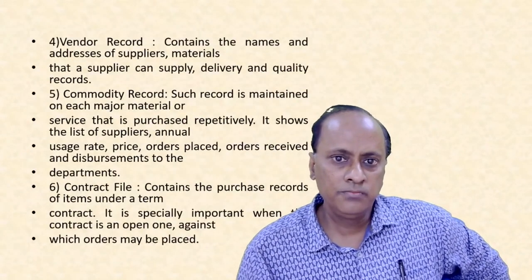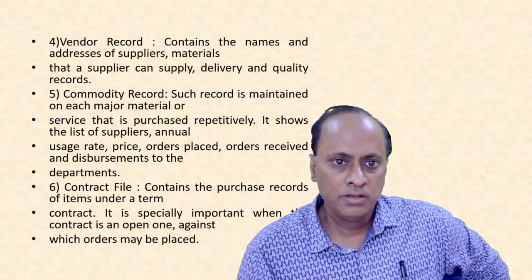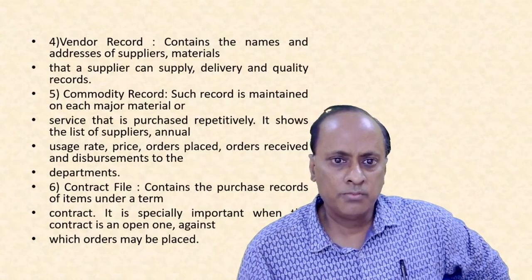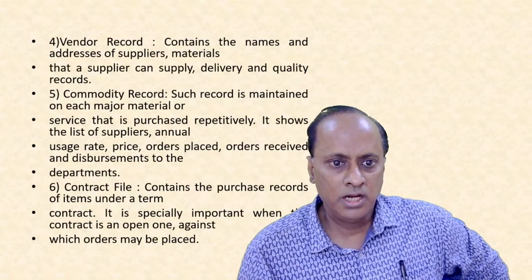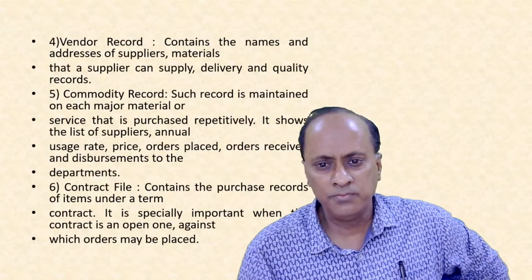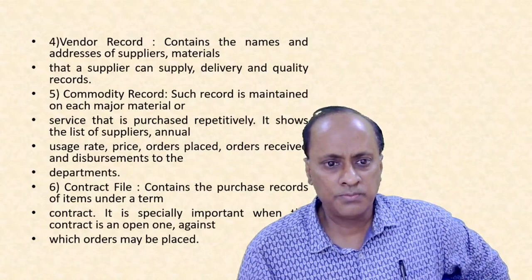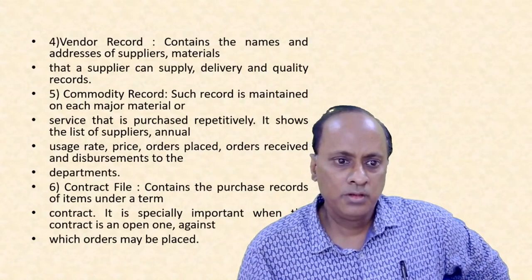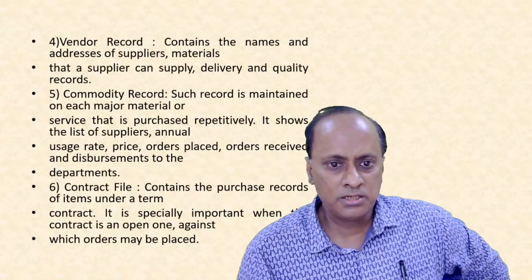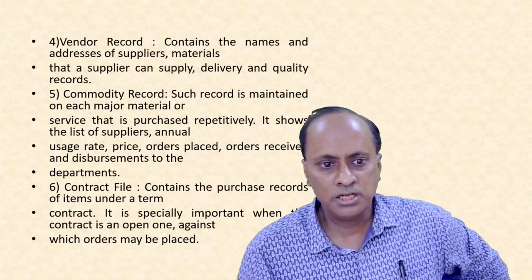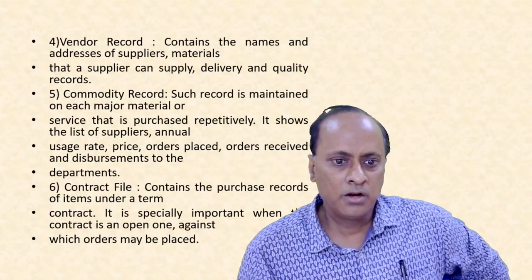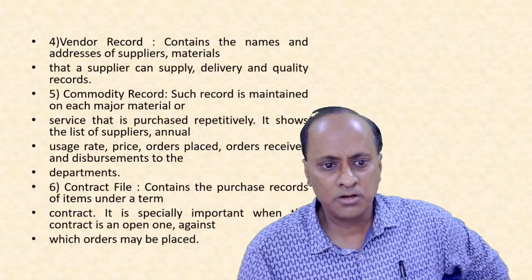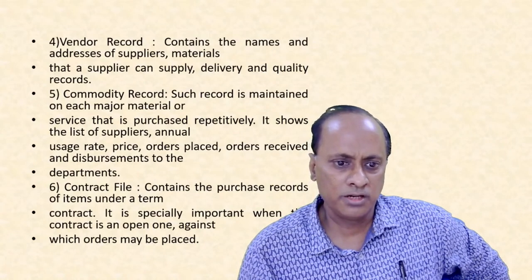Then vendor record: it contains the names and addresses of the suppliers and materials the supplier can supply. Commodity record: such a record is maintained on each major material and service that is purchased repetitively. It shows the list of suppliers, annual usage rate, price, orders placed, orders received, disbursement to the department. Contract file contains the purchase records of items under a term contract.